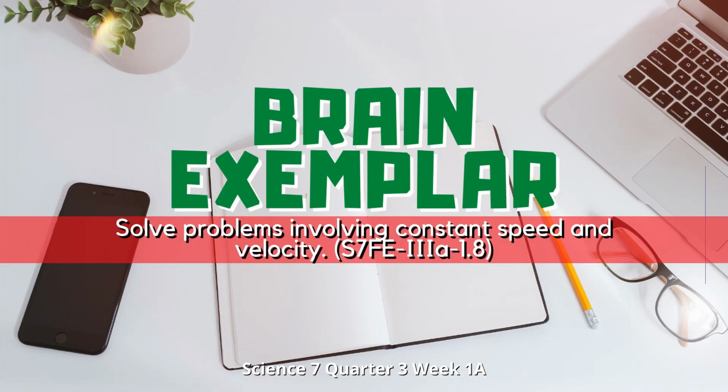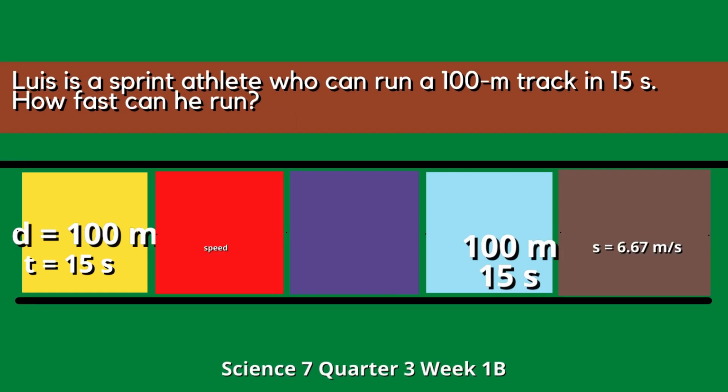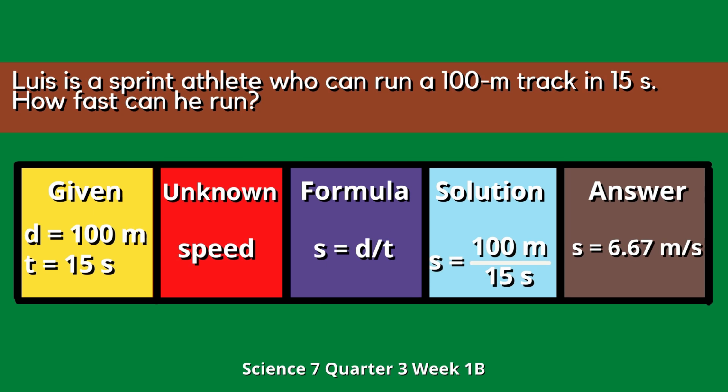Brain Exemplar. Learning competencies. Solve problems involving constant speed and velocity. S7FE-3A-1.8. Solve the following problems. 1. Luis is a sprint athlete who can run a 100-meter track in 15 seconds. How fast can he run?